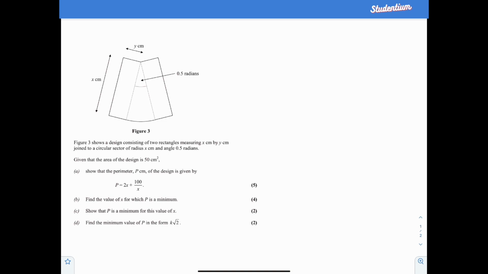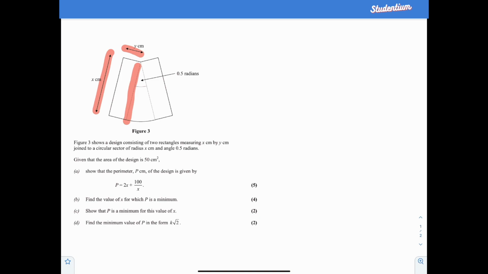We're told that figure 3, which is the figure, shows a design consisting of two rectangles measuring x centimetres by y centimetres, so there's our x by y, joined to a circular sector of radius x, so there's our radius, and an angle of 0.5 radians. Given that the area of the design is 50 centimetres squared, we're asked to show the perimeter of the design is given by P equals 2x plus 100 over x.